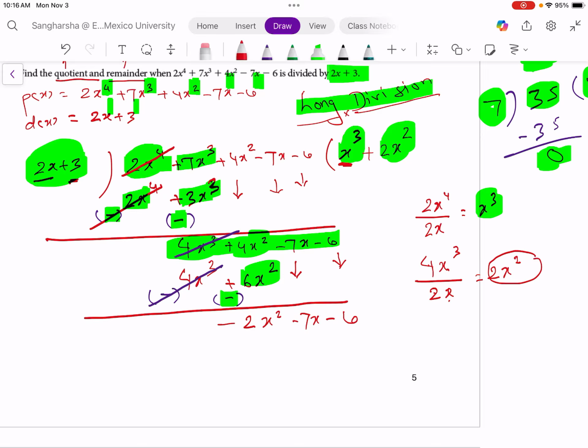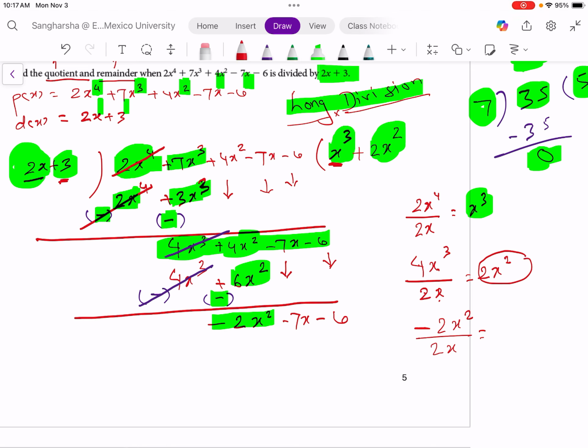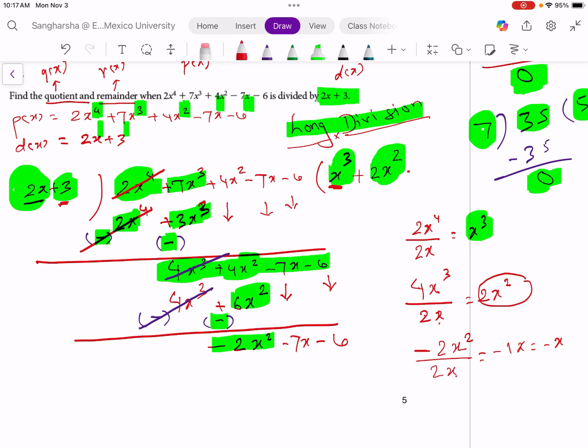Now our first term is negative 2x squared. So we take negative 2x squared. Okay, so make sure you are taking sign as well. Okay, so negative 2x squared, and we are dividing this negative 2x squared by the first term of the divisor, which is positive 2x. So negative 2 divided by positive 2, that is negative 1. X squared divided by x is x. Or simply you can write negative x. And this is our next term of our quotient. So you write down here negative x.